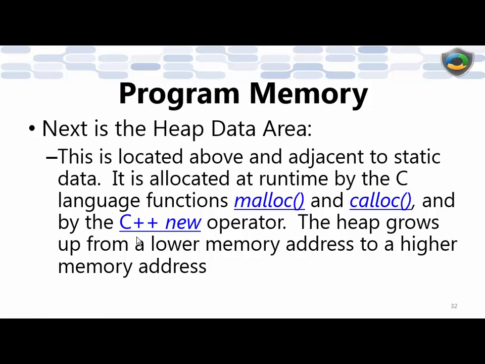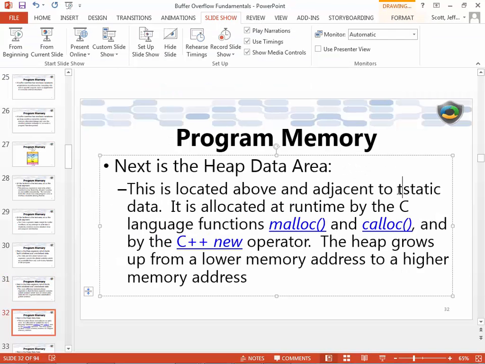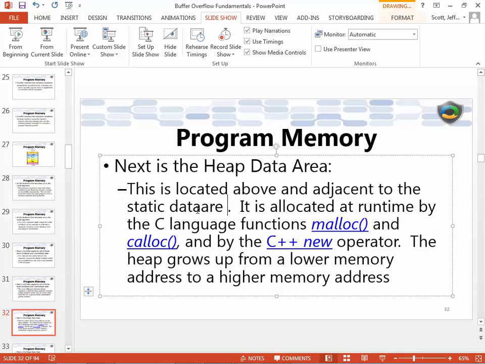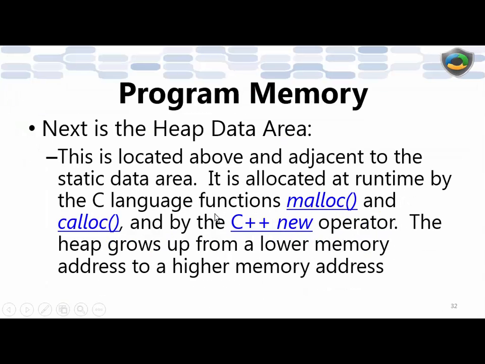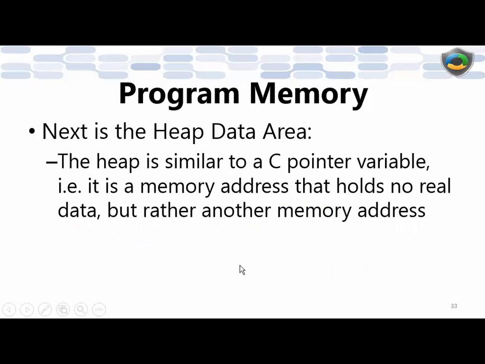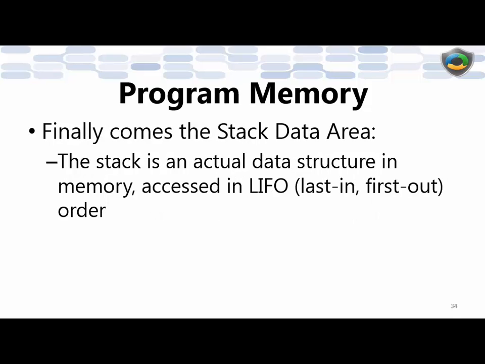Next, again, is the heap data area. The heap data area is above but adjacent to this static data area. This particular area is allocated at runtime, typically by the C language malloc and calloc, and the C++ new operator. Again, it grows from a lower address to a higher one. The heap is similar to a C pointer because it doesn't exactly hold data. Rather, it holds another memory address to where that data is.